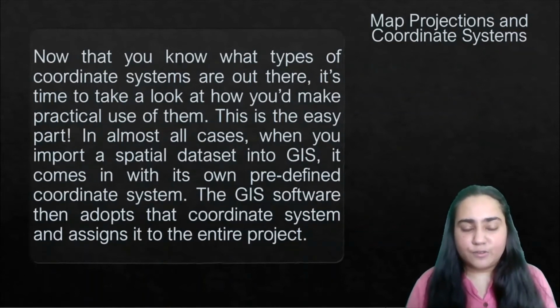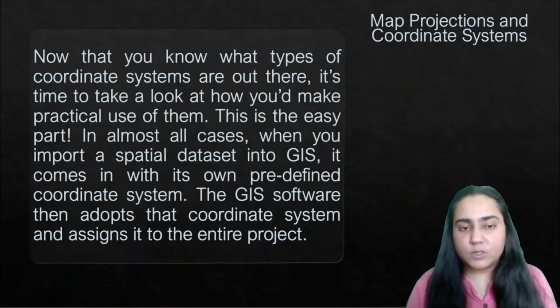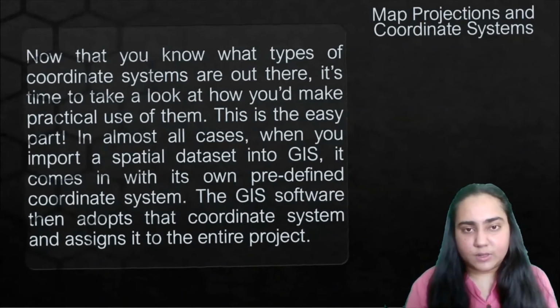So the GIS software just has to adopt the coordinate system that is already available with the dataset, and it just assigns that to the entire project and you're good to go. So it's very easy. It's as simple as that.